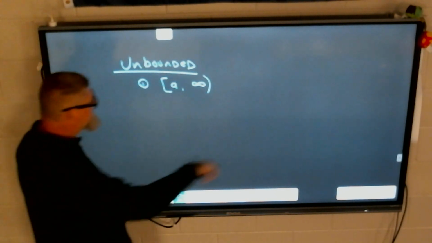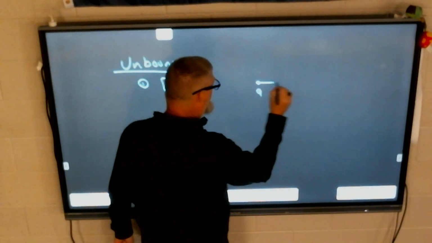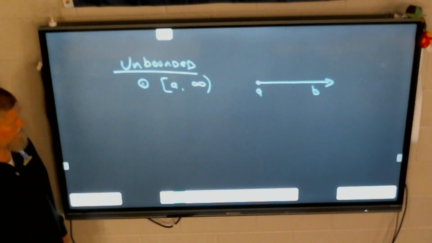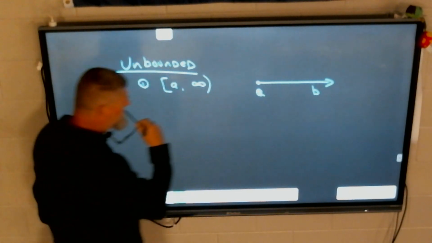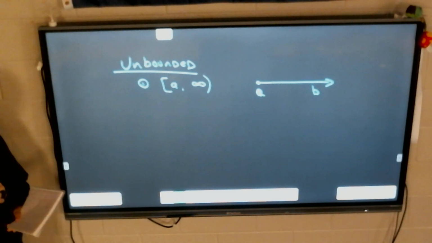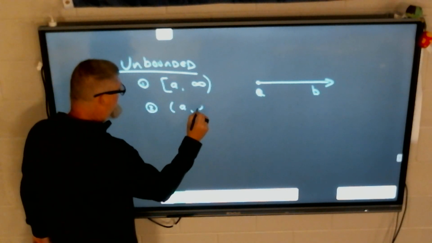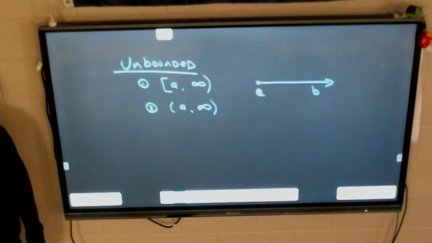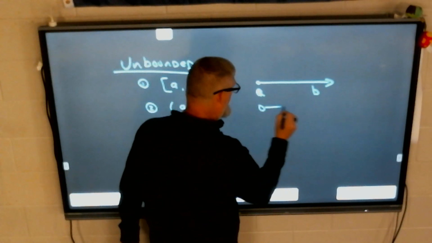So if I were to sketch a line, this is what my ray would be. A, and then it goes on to infinity. All right, how would this differ? Number 2. A, comma, infinity. How would that differ? The A is an open part. So you have an open circle to infinity.